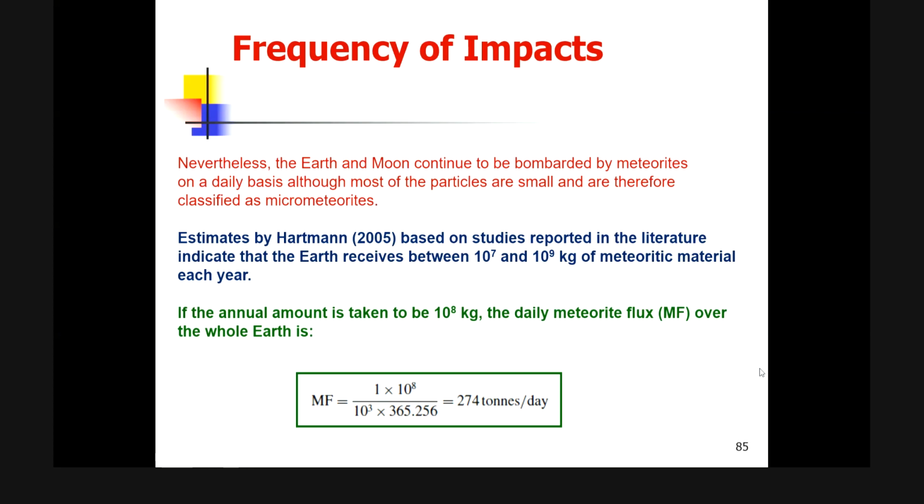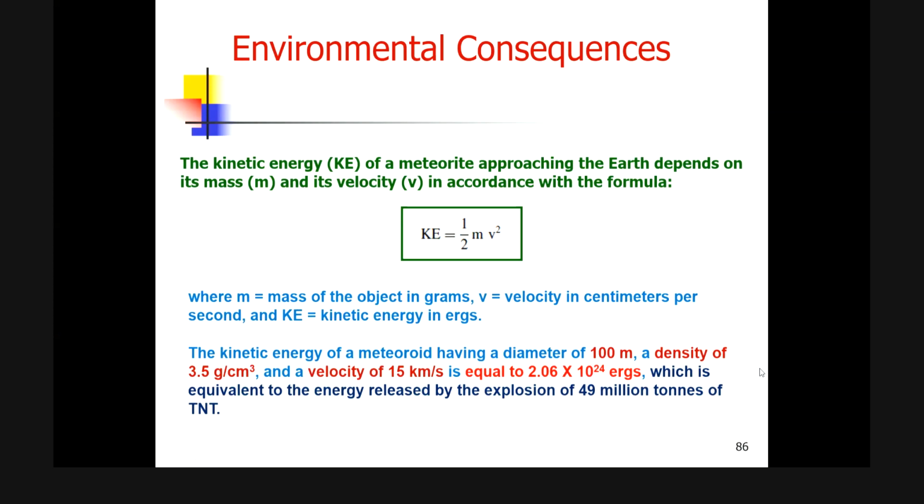And just a simple calculation I had shown you to give you an estimate of how many tons of material we receive on the Earth in the form of this meteorite flux every day, about 274 tons of material. Although this looks like a huge number, if you compare it to the mass of the Earth, it's very small. And we also did a rough calculation of how much energy would be produced if a small body with a diameter of about 100 meters and a density of 3.5 grams per cubic centimeter, the average density of an Earth rock, collides with the Earth.